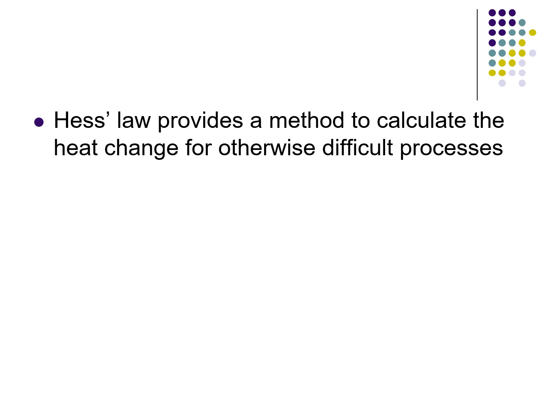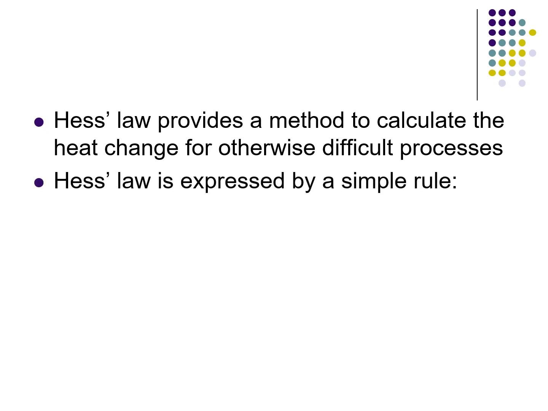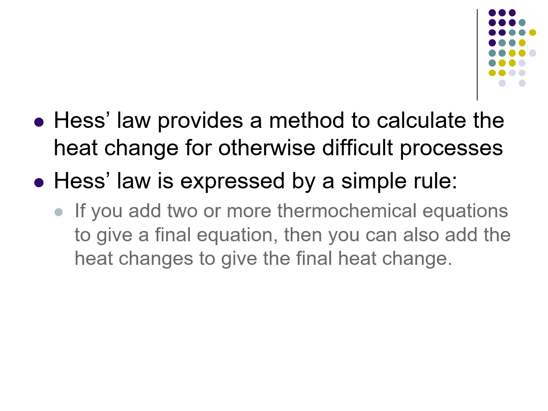Either too long, maybe too much heat change to measure safely, maybe too far away. So one way we can do this is with something called Hess's law. Hess's law is pretty straightforward. It basically says if you add two or more thermochemical equations together to give you a final target equation, then you can also add the heat changes to give a final heat change.